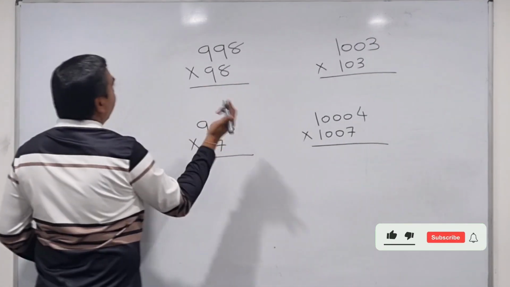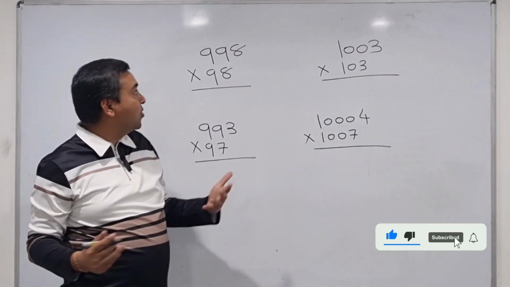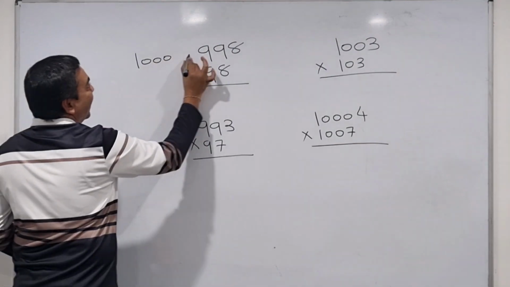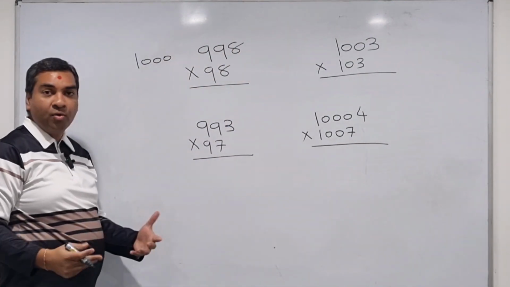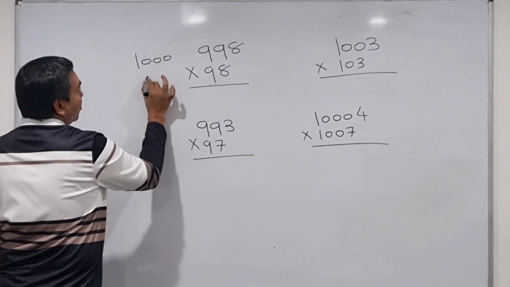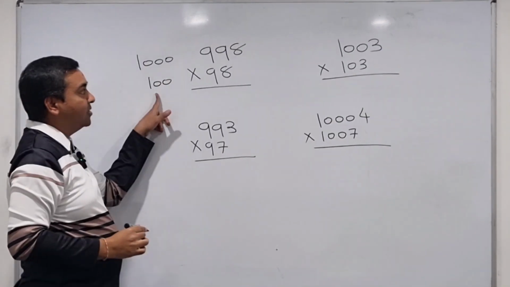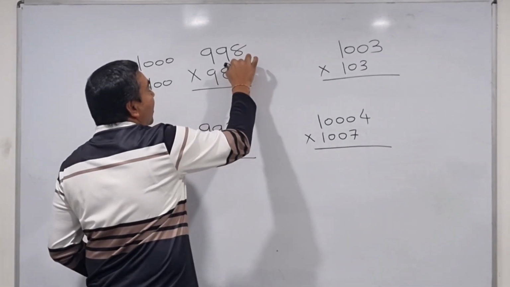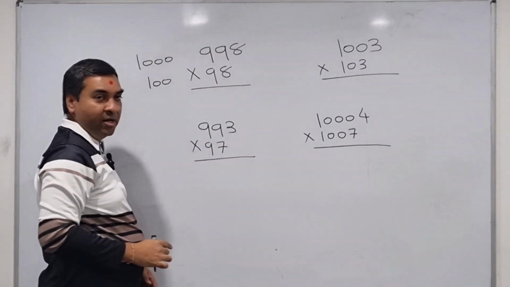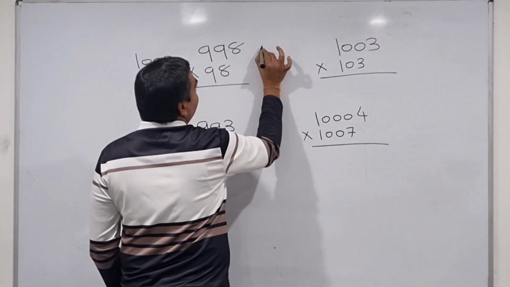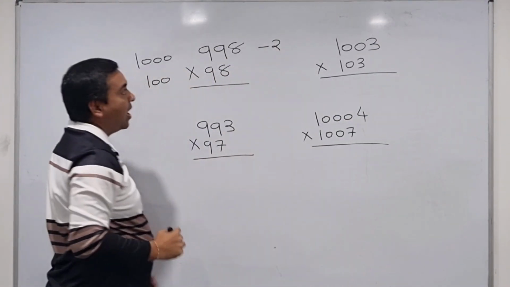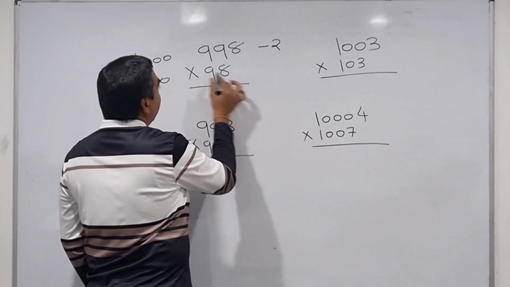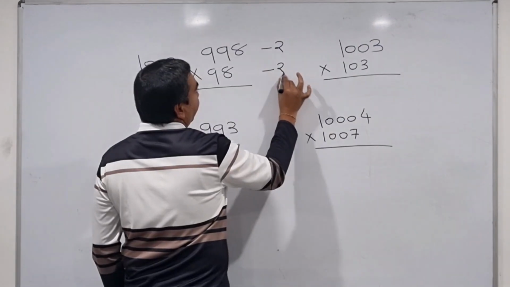For your understanding, I don't need to write it down later, I'm just writing down this base is 1000 because the number 998 is so close to 1000, and 98 is so close to 100, so that base is 100. My very first thing is to see how far this number is from 1000. 998 is 2 less than 1000, so minus 2. That's what we write down. 98, how far is that from 100? That is also 2 less, so put minus 2.